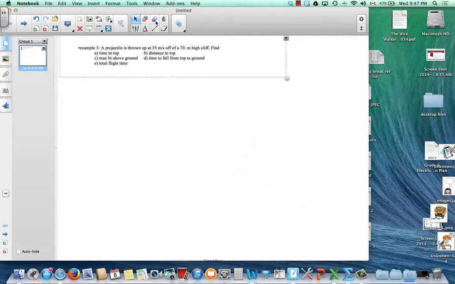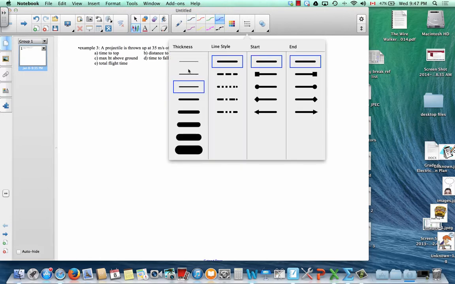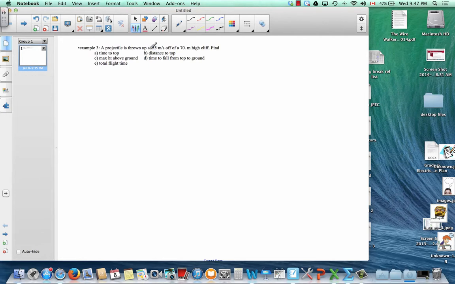Okay, so here's a projectile motion problem. Example 3 in the book. So we're throwing a projectile at 35 meters per second upwards here off of a 70-meter high cliff. So our initial speed is upwards 35 meters per second. And the projectile is going to rise up, momentarily come to rest, and then begin to fall down. So first we'll find the time to the top.